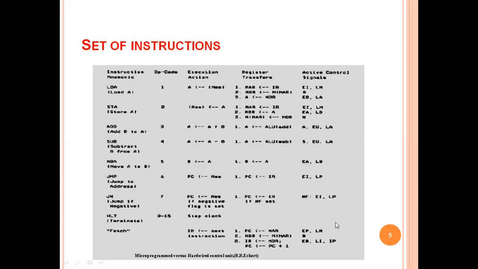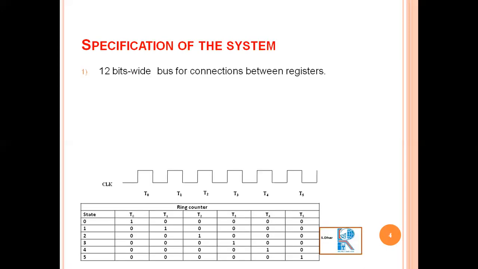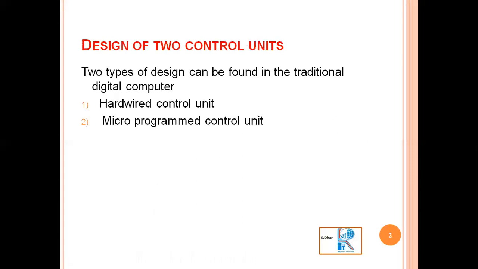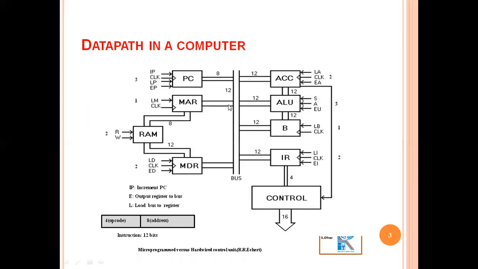Now see here, on the right-hand side, the active control signals. First, it is the fetch. Fetch means MAR to PC. I have already told you, if you want to transfer data from PC to MAR, which signal should be activated? MAR to PC. See here. Which signal should be activated? The data should go from PC to the bus and then from the bus to MAR. So we have to activate the PC signal first.